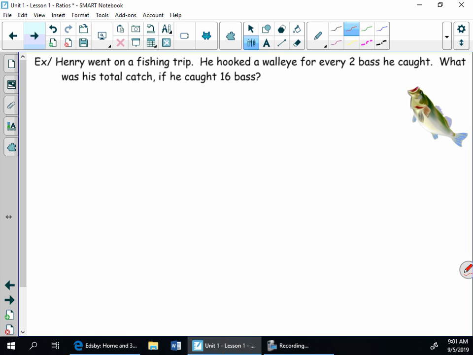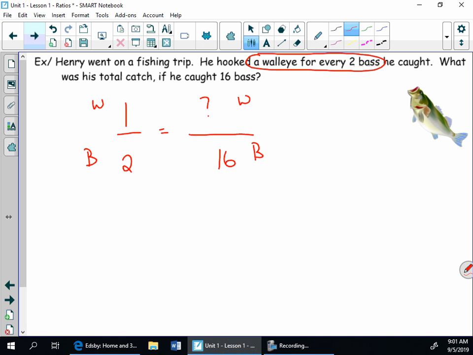So this one gives us the ratio, but in a tricky way. A walleye for every 2 bass. So 1 walleye for 2 bass. What was his total catch if he caught 16 bass? So the other part that I know is there's 16 bass. I don't know how many walleye he caught. But this one I can figure out pretty quickly. Times my 2 by 8, times my 1 by 8. Point in the same direction, same number. He caught 8 walleye.